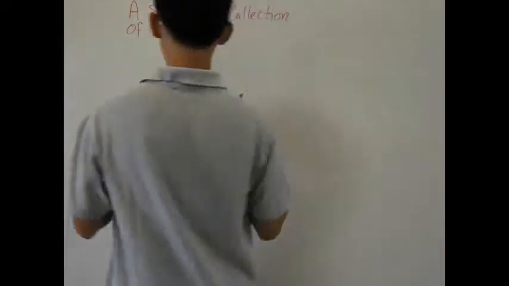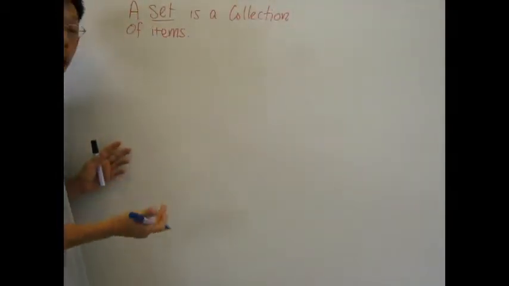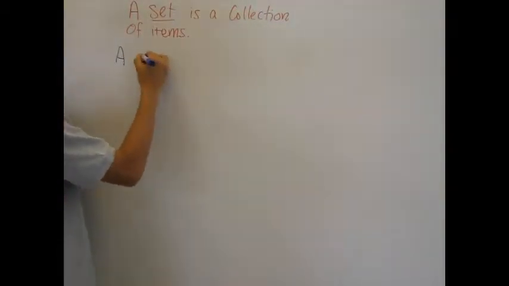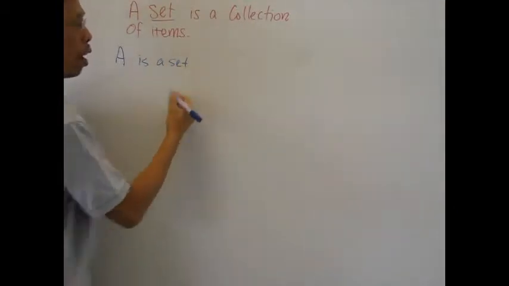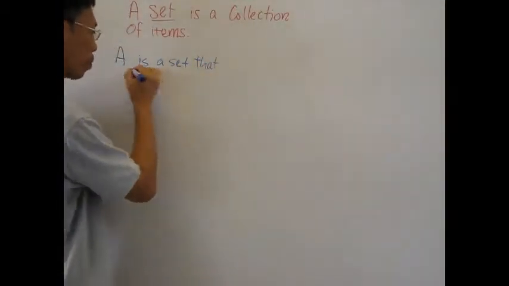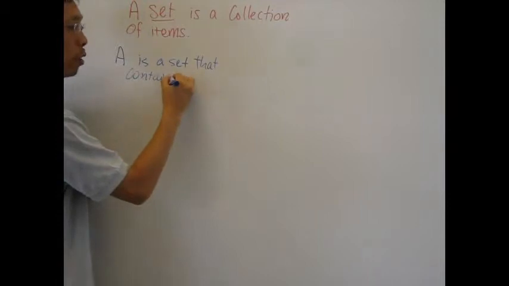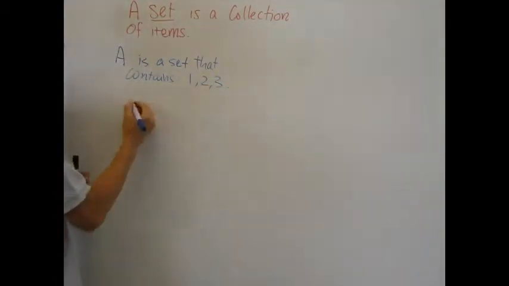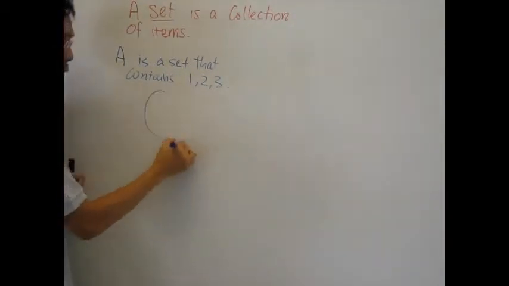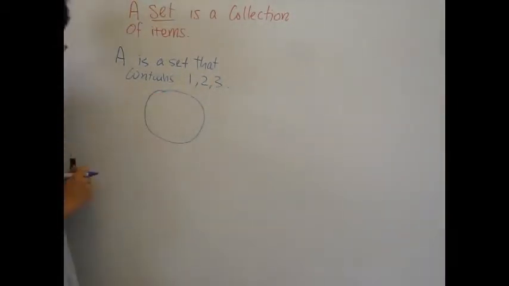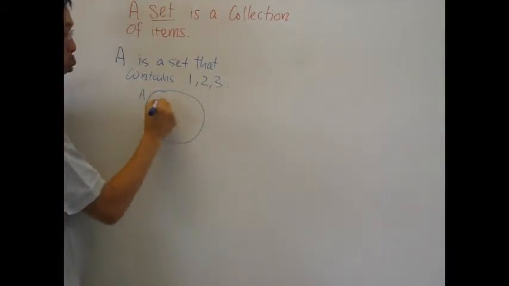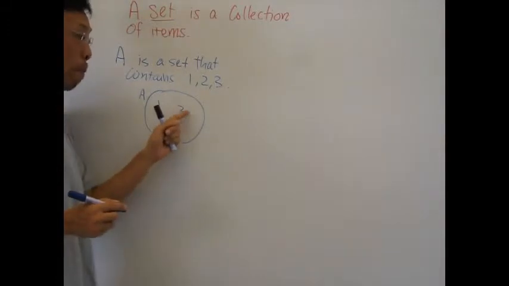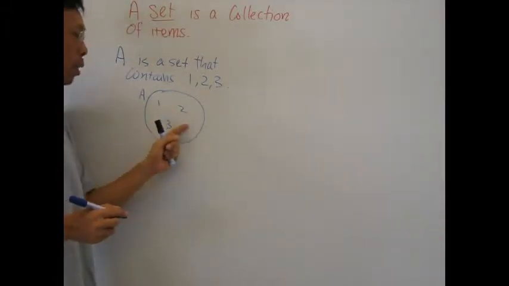For example, we can represent a set in many ways. One way to represent a set is, for example, I can say A is a set that contains, for example, 1, 2, 3. And we can represent this graphically using an enclosure. And then you put A here, and then 1, 2, 3. So these 1, 2, 3 are the members or elements of A.